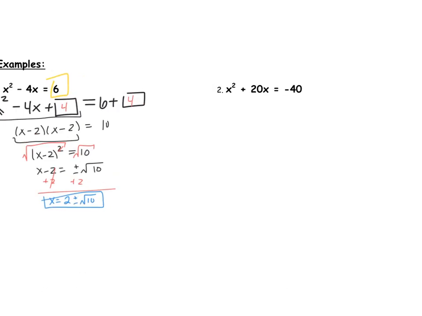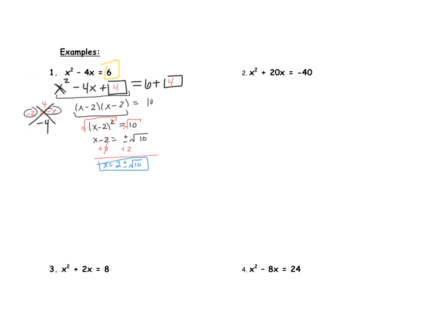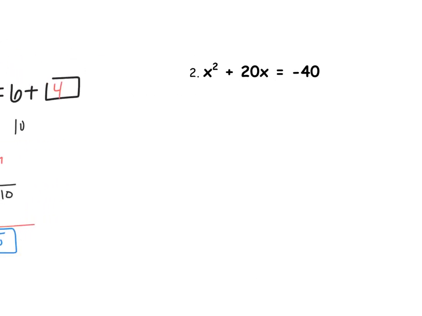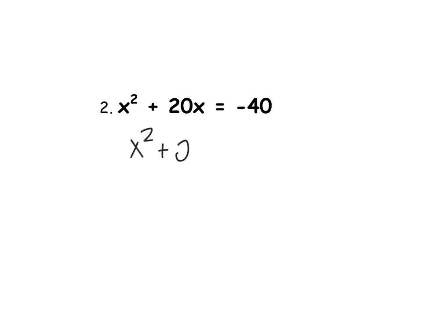Now in our second example, we have x squared plus 20x equals negative 40. So all these examples on this page are just like the first example we just did together. We immediately go into drawing our squares. So I have x squared plus 20x plus a square equals negative 40 plus a square.